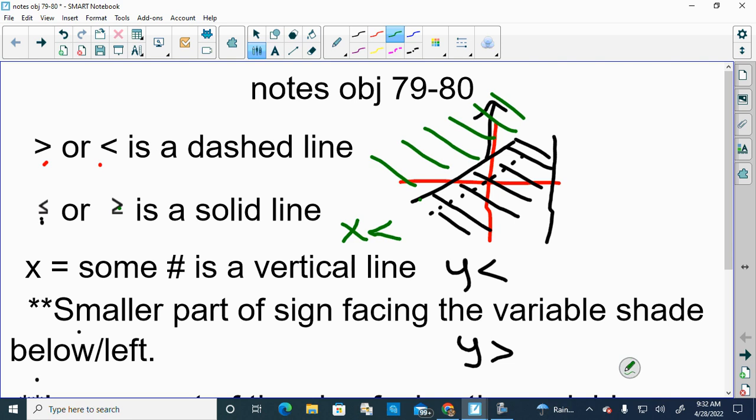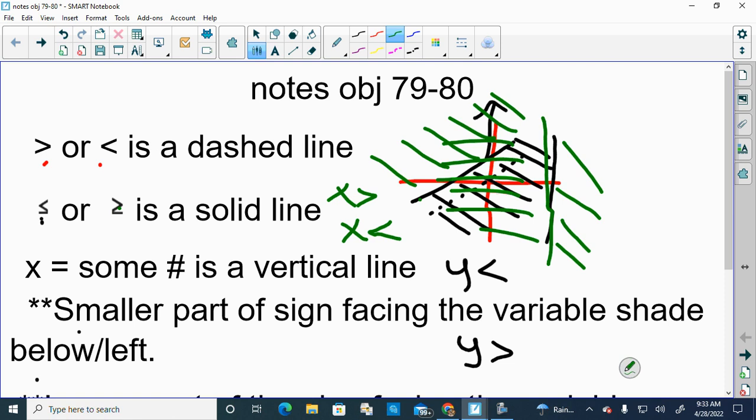So if I had a line that was this vertical line, because it's just an x, it doesn't have a y in it, okay? I would shade because the smaller part faces it. So that would mean that I would shade going this direction. Okay, so if it split and the x is greater than, and it's the vertical line, then I would be shading on that side. Okay, so that's what this part is about. This one and the one below is the shading part.